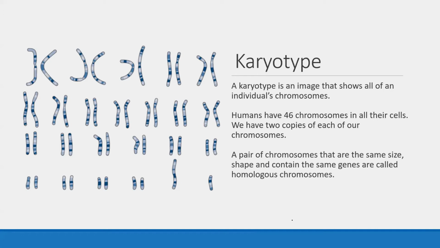But I wanted to show you guys this just because it helps make some of this stuff make a little bit more sense. First, I want to talk to you guys about a karyotype. A karyotype is an image that shows all of an individual's chromosomes. Humans have 46 chromosomes in all their cells, and they have 2 copies of each chromosome. So let's count them. We've got 1, 2, 3, 4, 5, 6, 7, 8, 9, 10, 11, 12.